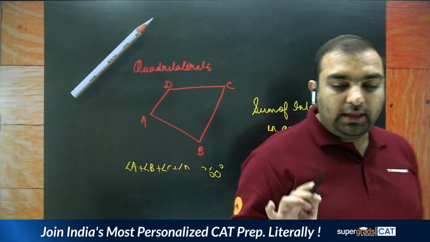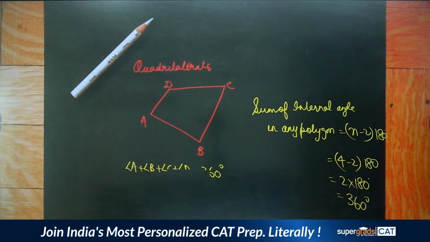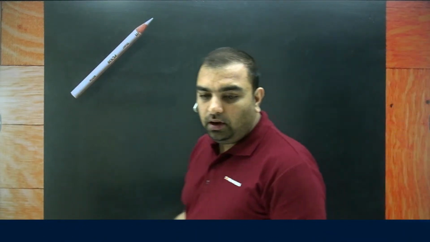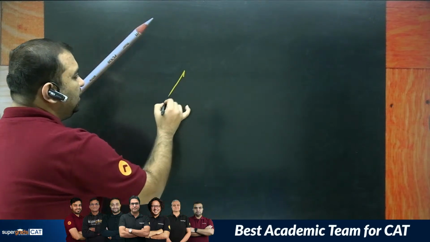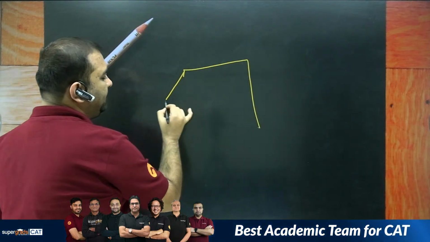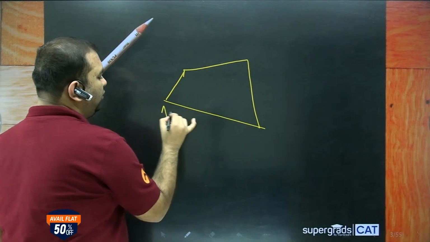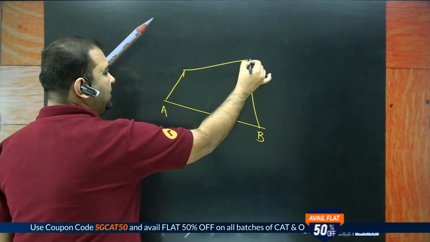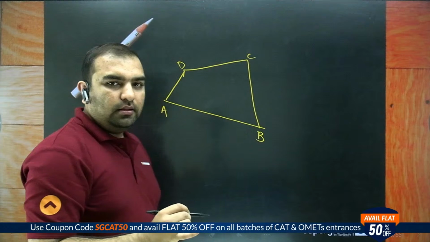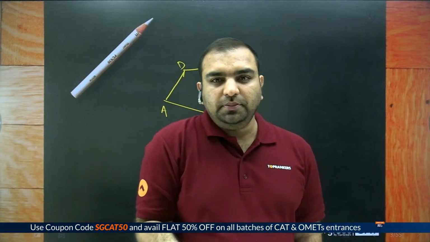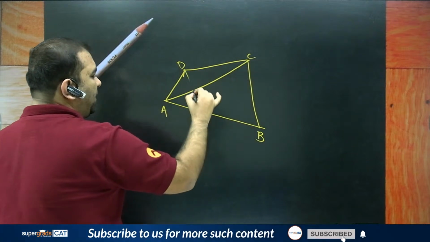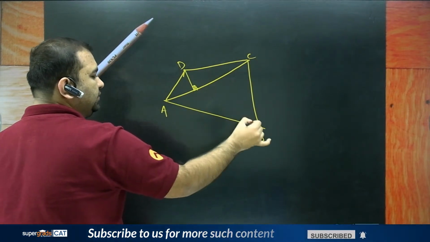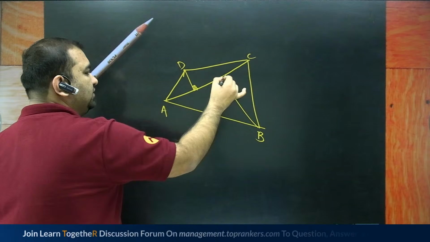Now, asking the area of any quadrilateral will require some information. For example, I want to ask the area of quadrilateral ABCD. Giving the sides might not be sufficient. But if one of the diagonals is known and the perpendiculars onto the diagonal are known, then you can find out the area of the quadrilateral.